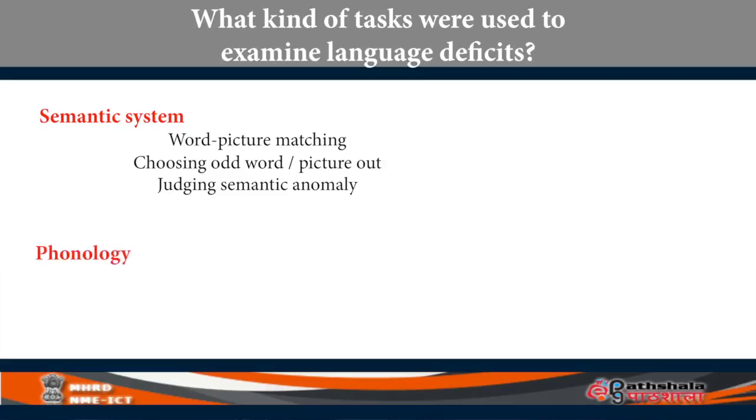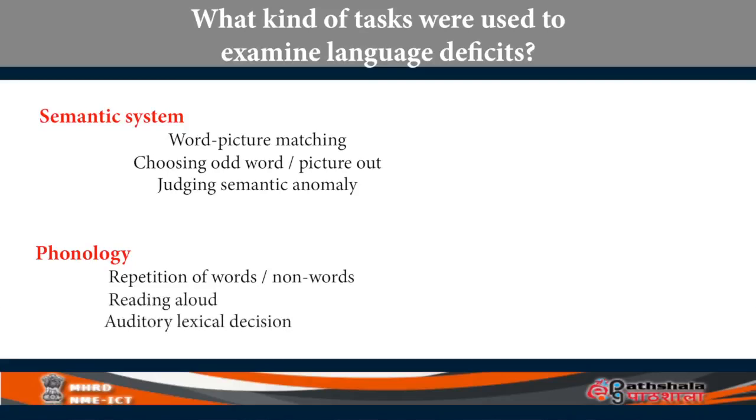Then phonology. If your interest is in testing the phonological module, you would say, repeat the word after me, word or non-word, or read this word, or auditory lexical decision. I will give you something in your ear, press this button. If it is a meaningful word in your language, press the right side. If it is not meaningful, press the left side. Something like that. The auditory lexical decision task is administered like that. So these three examples are for testing the phonology module.